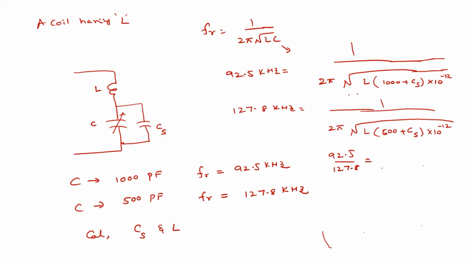Calculate. Sir, 0.723. Will it be like this? 500 plus CS by 1000 plus CS. Is this correct? Yes, sir. Okay. Right. So you just make a square of this one and just solve it. So what is the value of CS?